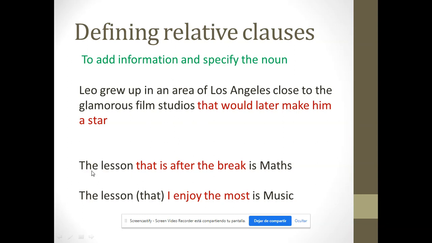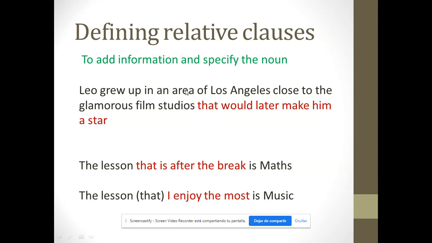And there are three more examples. The lesson that is after the break, and the lesson without that I enjoy the most is music. I could say the lesson that I enjoy the most is music, but it's not necessary and you can omit it. So let's see what you can use instead of that.